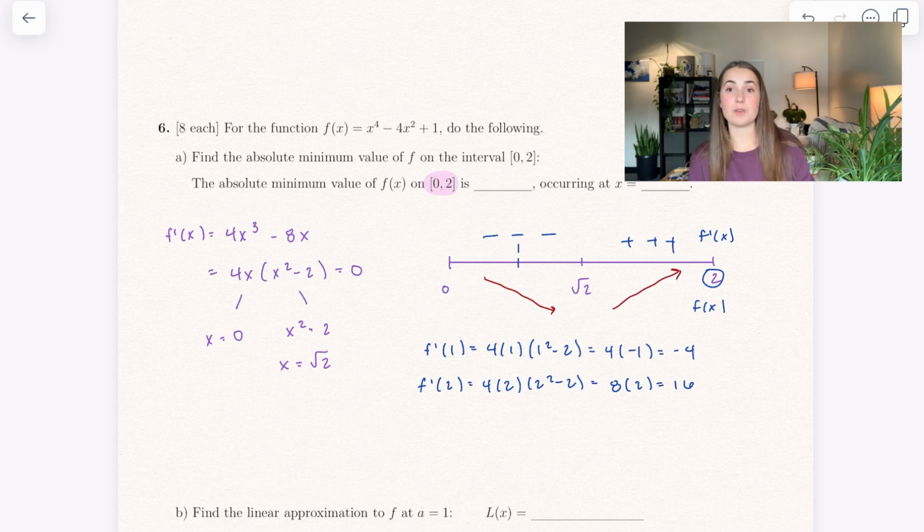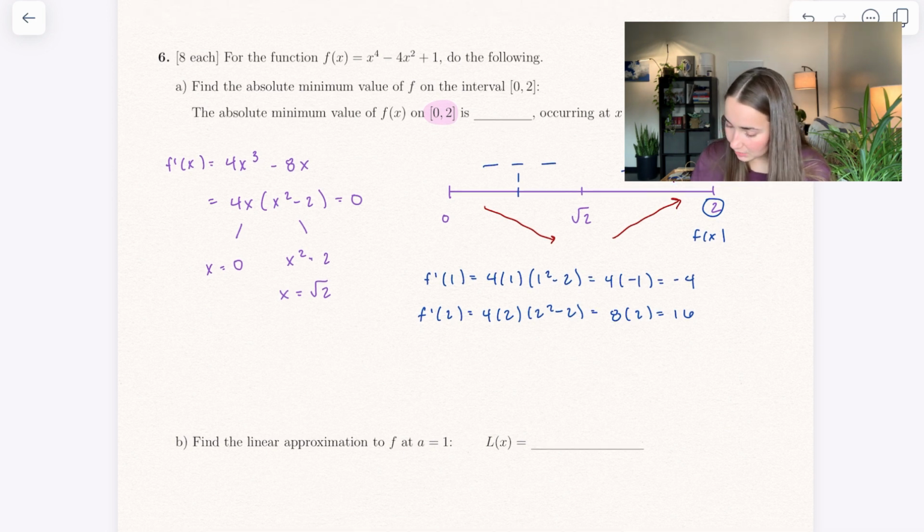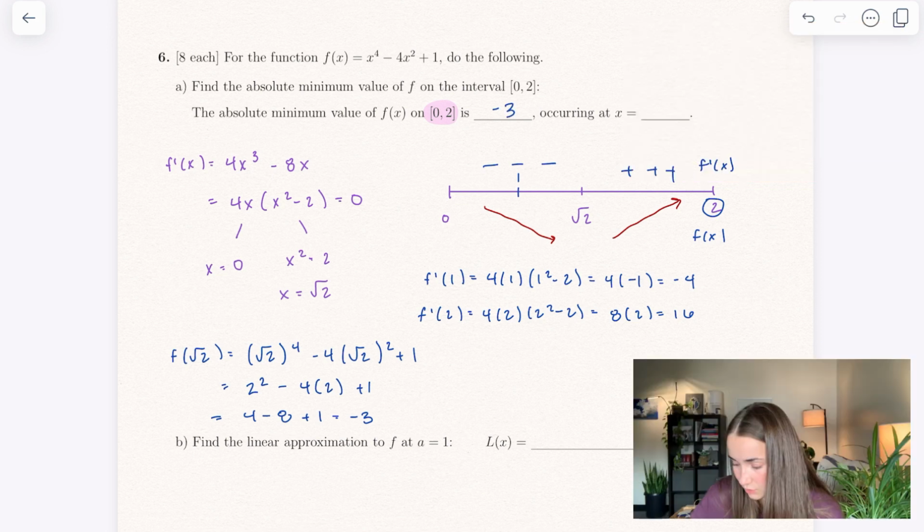As we can see here, we for sure have an absolute minimum, so I don't need to worry about plugging in the endpoints. If I was looking for the absolute maximum, then I would want to worry about the endpoints, right? So let's go ahead and plug in the square root of 2 into our function so we can see what our minimum is. Here we get f at the square root of 2 is equal to... So here we got the absolute minimum value of f of x on our interval is -3, which occurs at x equals the square root of 2.